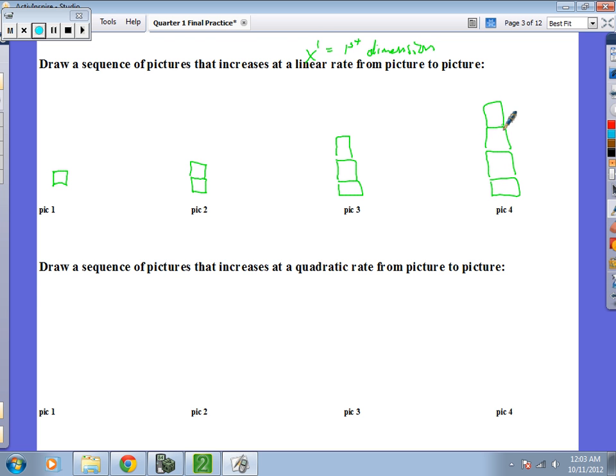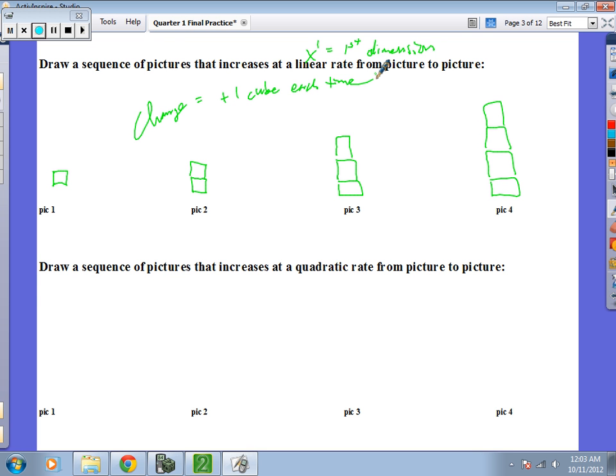So it looks like I'm collecting a tower of cubes. Now what happens from picture to picture? I just add 1 cube. So pretty slick. The change is plus 1 cube each time. It's linear because you're adding this constant amount every time.